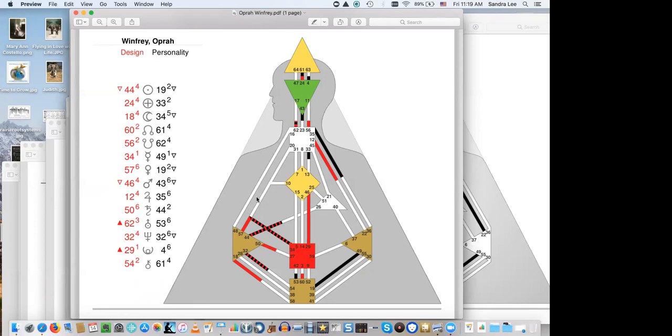Okay, so the gate 19 is coming off the right side of the root center at the bottom. So this is a gate of the energy for sensitivity. So thinking about what Oprah does, she helps people. She brings people onto her show. And she is sensitive to what is going on in the world. She is sensitive to what is going on in people's lives. And she helps other people be more conscious and aware of themselves, their lives, and how they can contribute, right?